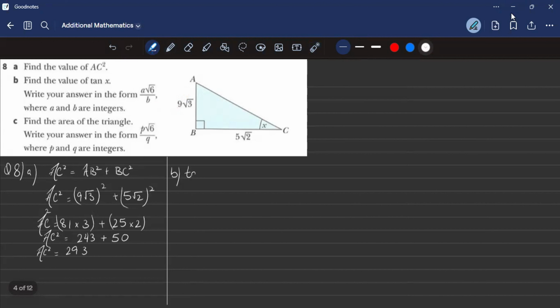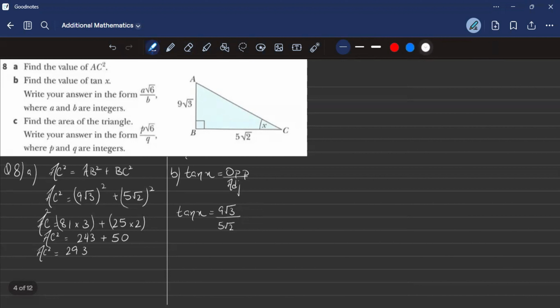So we know that tan of anything is equal to opposite upon adjacent. Adjacent is the side which is just next to that angle, and the opposite is the side which is just in front of that angle. So adjacent is 5 under root 2 and AB is our opposite. So simply, tan x is equal to what? Opposite is 9 under root 3 divided by 5 under root 2.